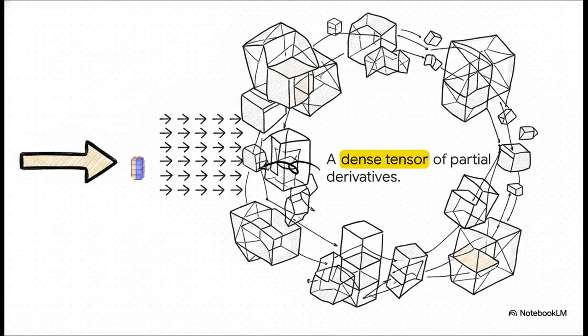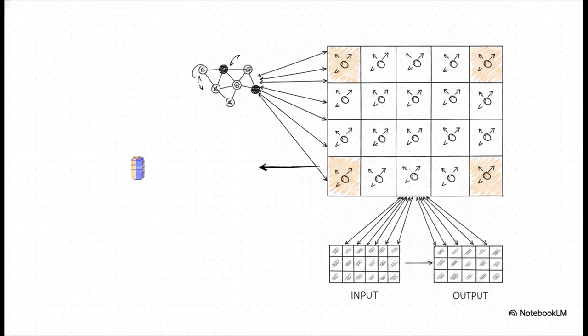At this point, we're no longer just tracking a single slope on a hill, we are tracking a massive, dense 3D grid of interacting rates of change. This brings us to the formal definition of this massive collection, which is called the Jacobian. The Jacobian matrix, or tensor, depending on the dimensions, collects all the first-order partial derivatives of a vector-valued function.